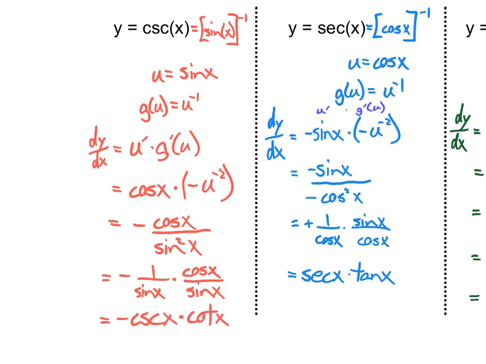Just to make sure, on our quiz on Thursday, would we lose points if we don't simplify the secant times tangent? As long as you made it positive, you could stop there. Okay. Alright.